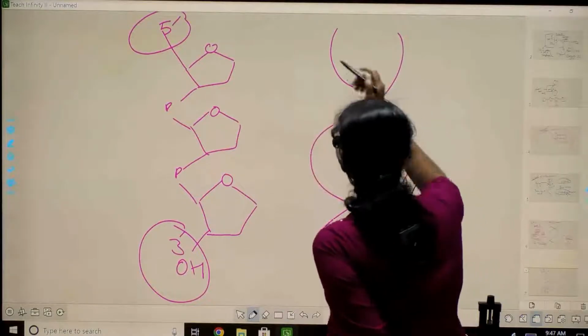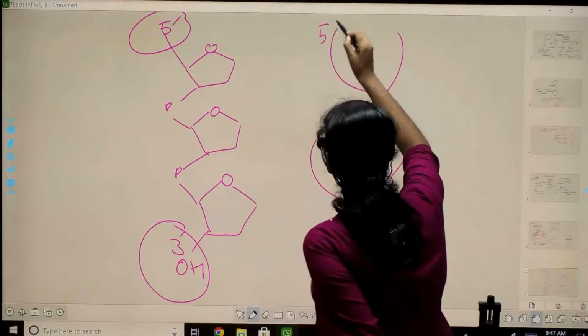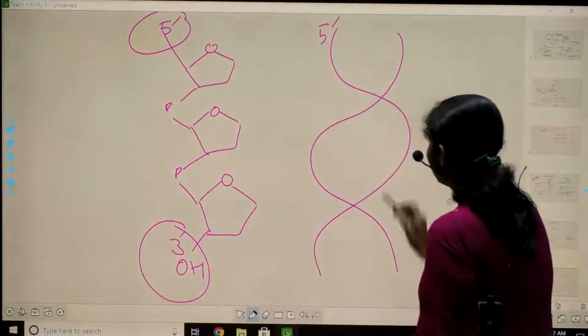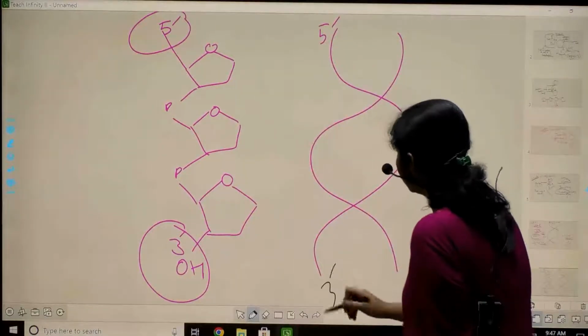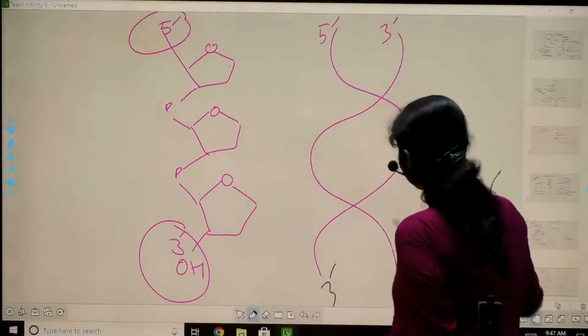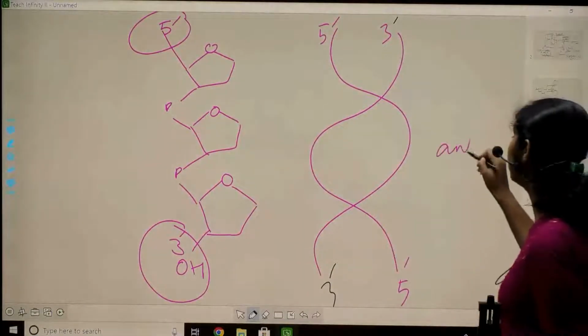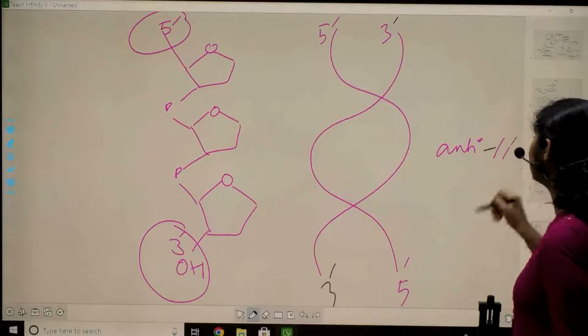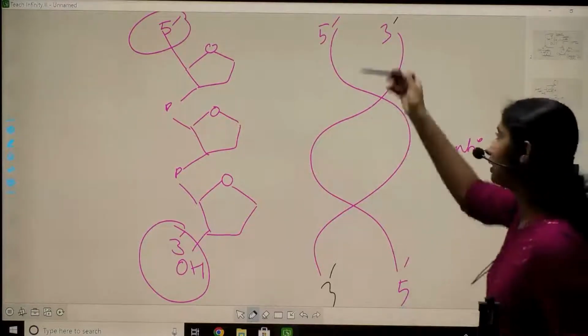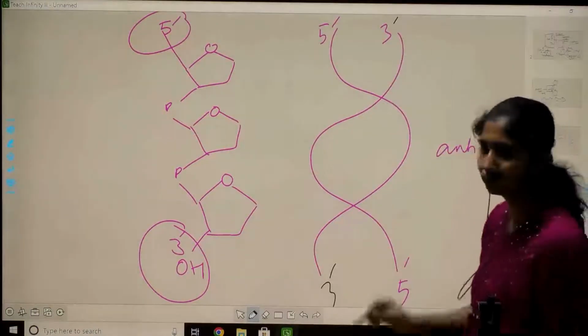They are anti-parallel to each other. So if one of the strands is 5' to 3', the other one would be 3' to 5'. So I would say that both these strands are anti-parallel, meaning that they have opposite polarity. If one is 5 to 3, the other would be 3 to 5. Okay.